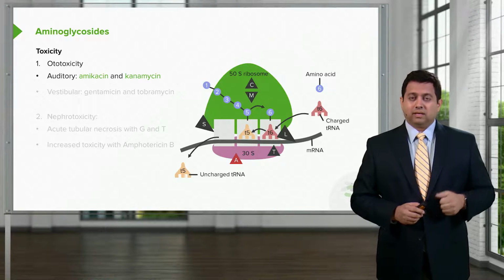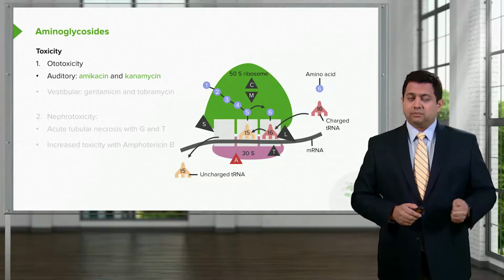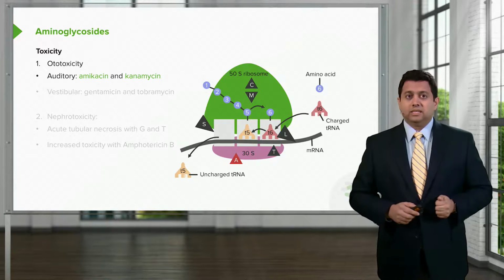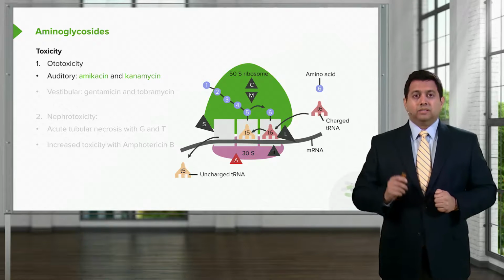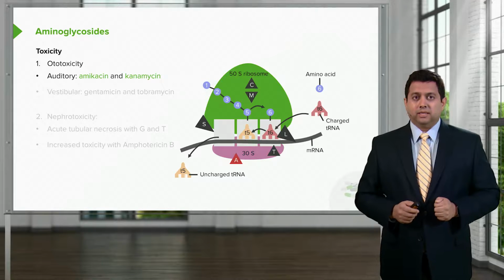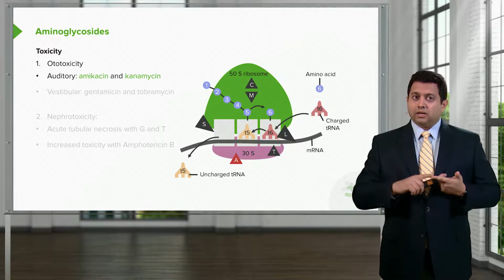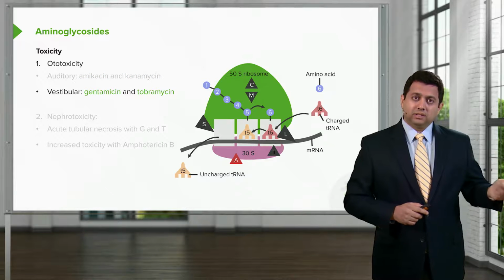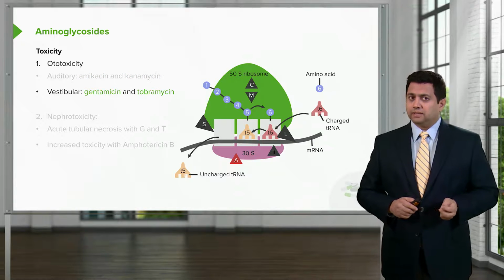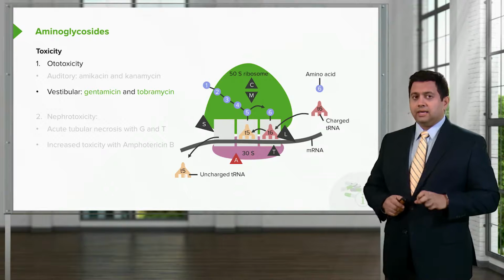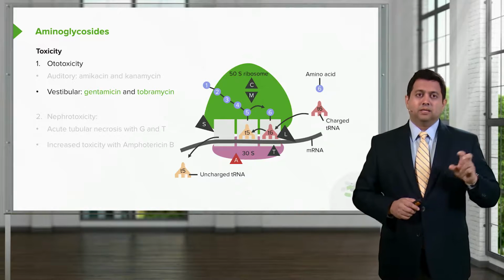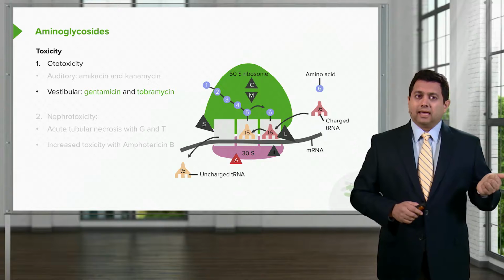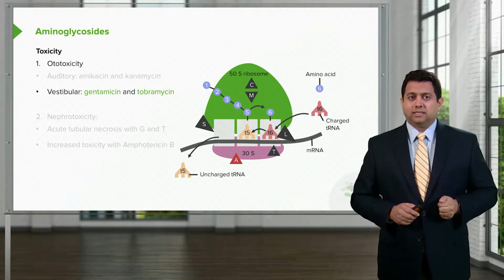Ototoxicity. A lot of people get ototoxicity. This is on exams, and it's also something important for clinical practice. You need to be aware of this and the next thing I'm going to say, which is the difference between amikacin and kanamycin. Auditory symptoms are amikacin and kanamycin. Vestibular symptoms are gentamicin and tobramycin. Although both are working on the inner ear, there's a slight difference between the two. So vestibular symptoms are gent and tobra. Auditory symptoms are amikacin and kanamycin.